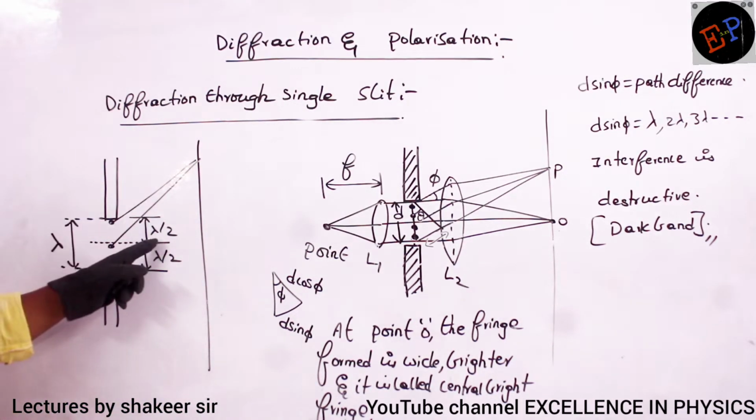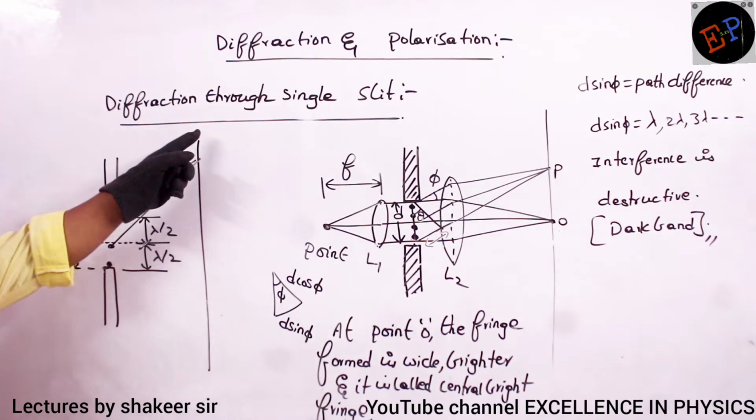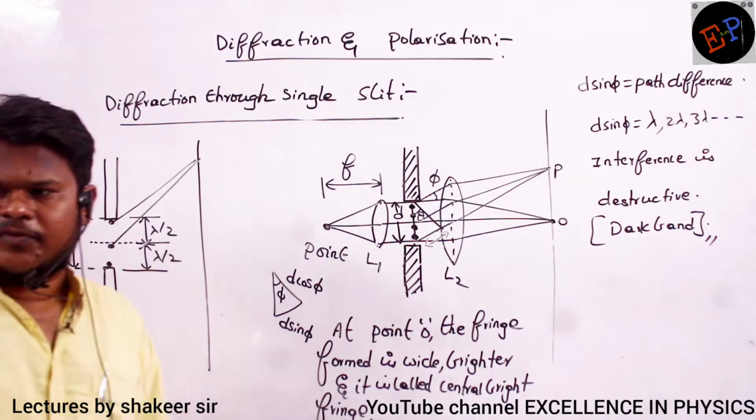Because the path difference is lambda by 2, how will they interfere? Destructively. Lambda by 2 means half a wave is extra, no?